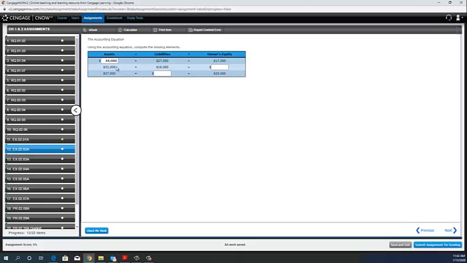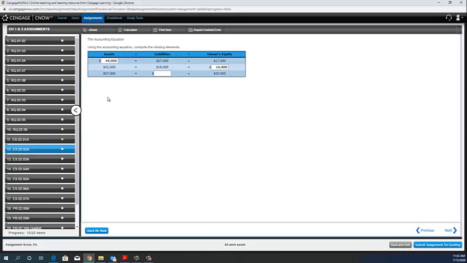Okay, in the next one I have 32,000 in assets, 18,000 in liabilities. So how many more do I need in owner's equity to bring the 18,000 up to 32 to equal the assets? So for that one, I'm going to take 32 and subtract out 18. So that answer is 14,000.